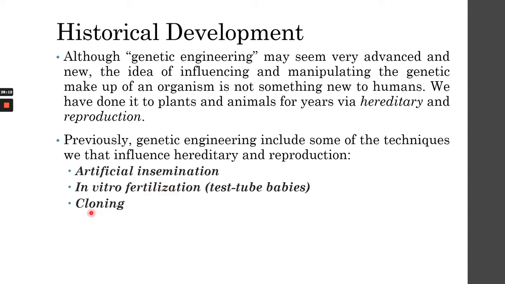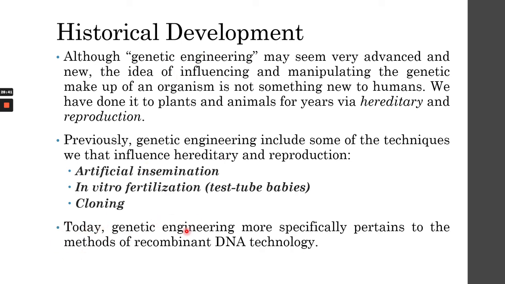Cloning, we have done cloning. We have a cloned lamb. This is the first cloned organism that we have. She's called Dolly. We have taken DNA from a lamb and then created a new lamb that is identical to the original lamb. So cloning, we have done this successfully actually. So we have been doing genetic engineering for many years now. Only today, when we talk about genetic engineering, we're more specifically talking about recombinant DNA technology.